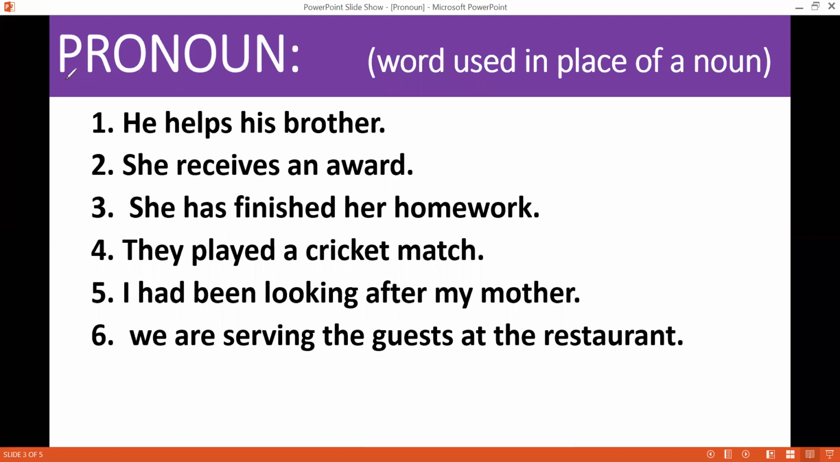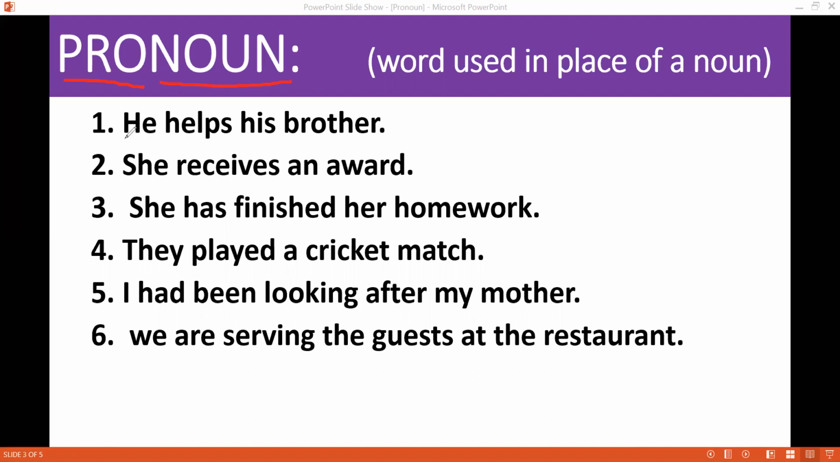Pro means in favor of or in place of noun. The words which are used in place of noun are called pronouns. What are nouns? Naming words. All the naming words, whether the name of a person, place, or thing, the words which we use in place of these naming words are called pronouns.